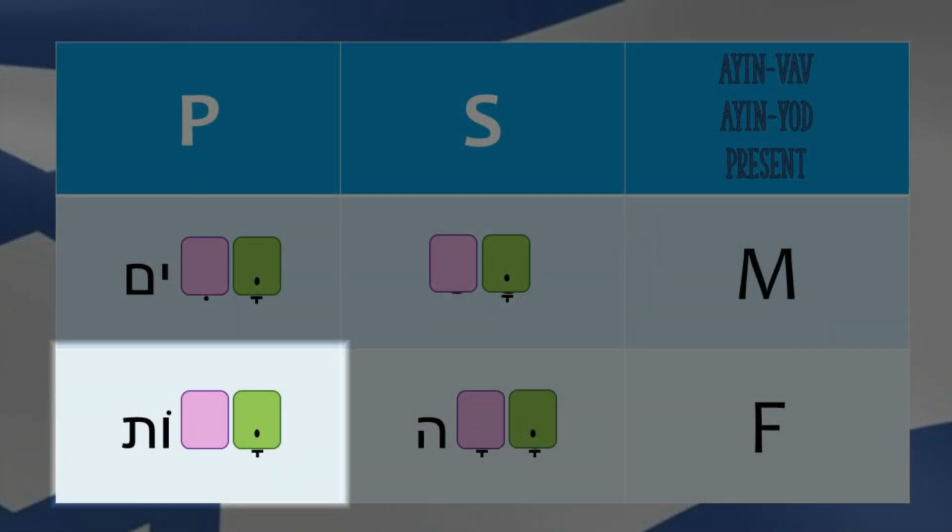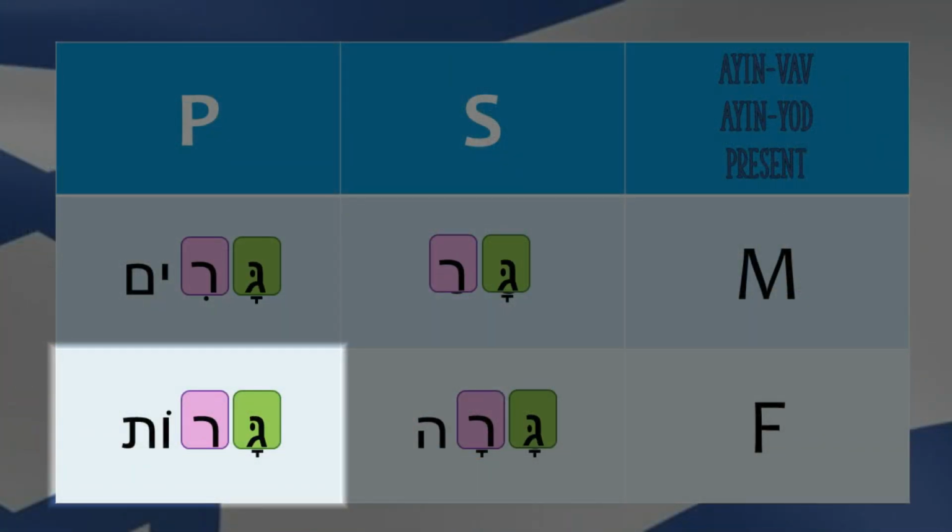And then feminine plural also gets its typical ot ending with a cholam maleh and then a taf. And again, everything is stressed on the last syllable. So: tasot, garot, ratzot, ba'ot, samot, ravot, sharot.